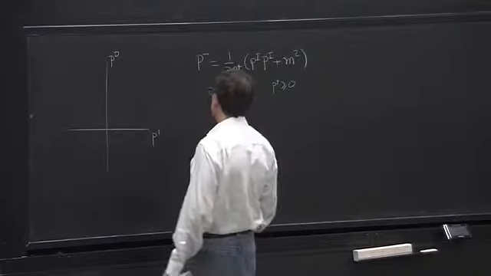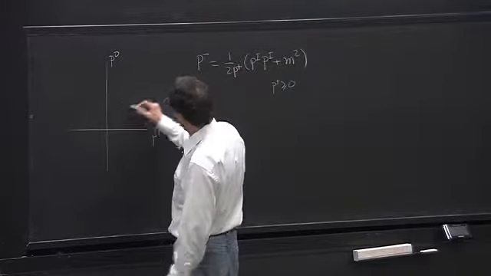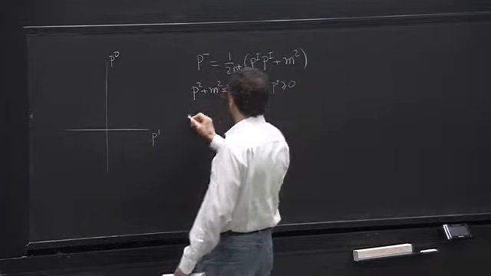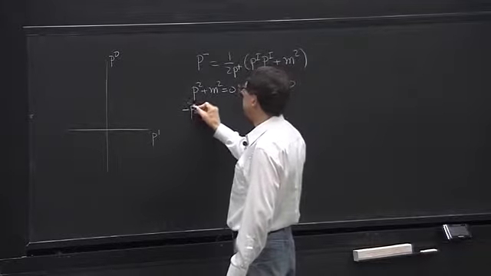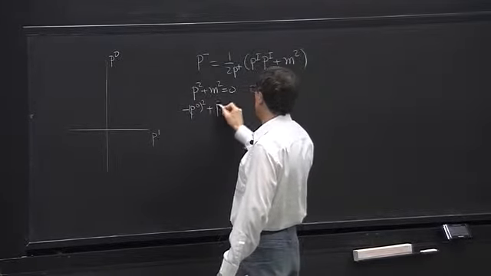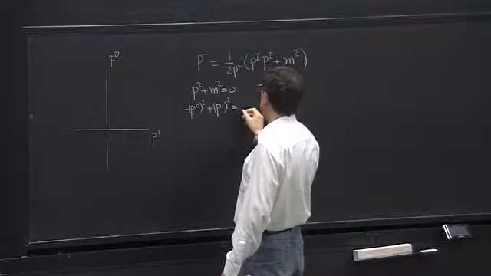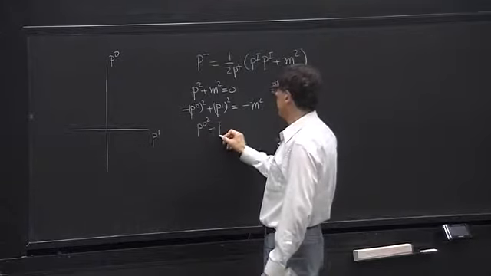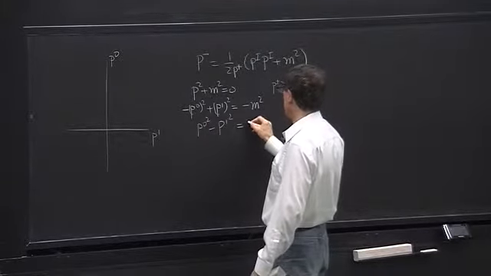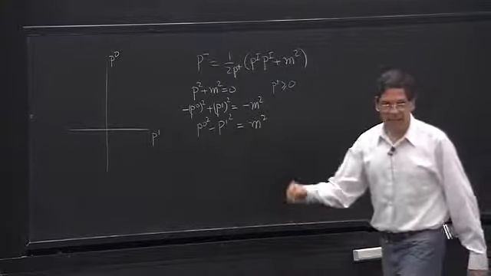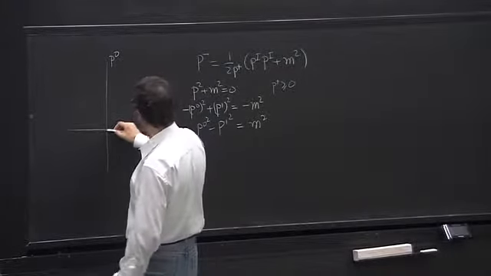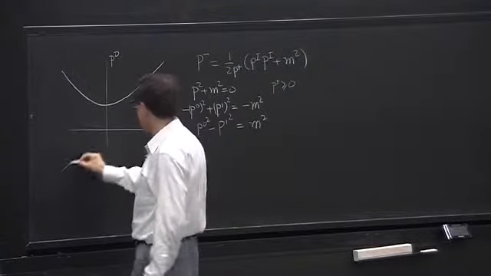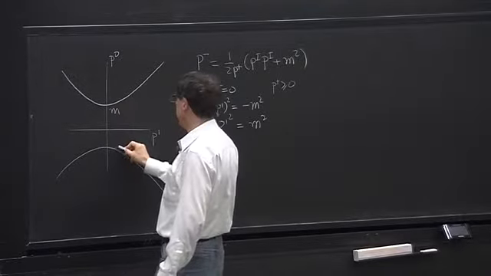And then the hyperboloid of solutions of the equation P squared plus M squared equals 0 is, well, minus P0 squared plus P1 squared equals minus M squared, or P0 squared minus P1 squared is equal to M squared. And that gives you this usual hyperbola with M and minus M.